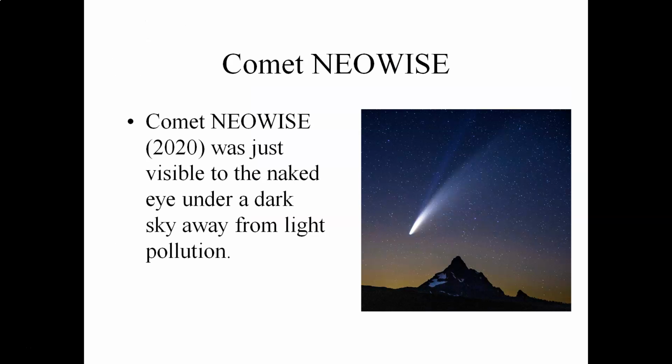And then just a few months ago, back in the summer of 2020, Comet Neowise caused a number of headlines around the world with its appearance. However, it wasn't a very bright comet. This photograph here is a little bit misleading in that sense. It was just visible to the naked eye under a dark sky away from light pollution. Once again, this passed by the Earth back in July of 2020.